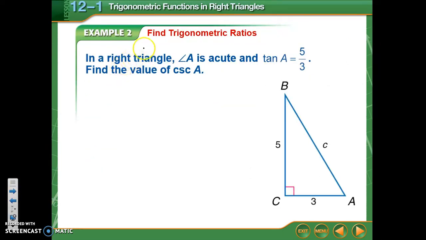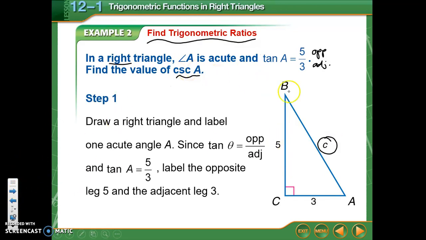All right, this time we're going to find trigonometric ratios. So here we have a right triangle, and we know that angle A is acute, and we know the tangent of angle A, knowing that tangent is opposite over adjacent. We're going to find the value of the cosecant. We can't do cosecant right now because we don't know the length of this third side. But what we do know is that I have a right triangle. So here we draw a right triangle. We label it ABC. One of my acute angles needs to be A.